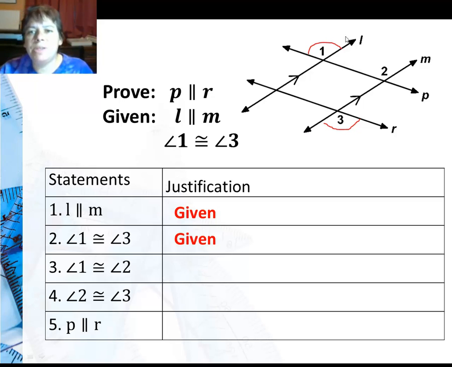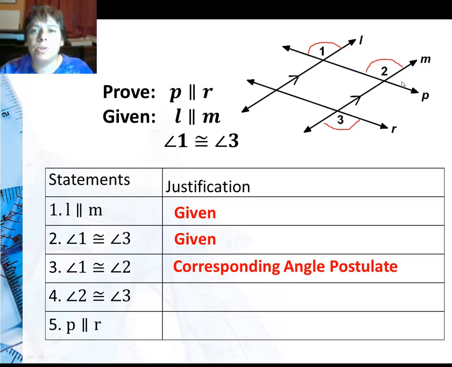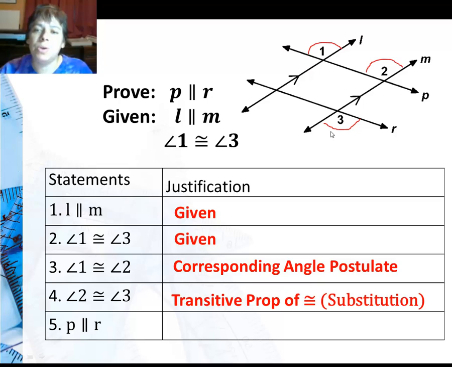Now I can say, since these two lines are parallel, angle 1 is also congruent to angle 2. Why is that? Well, they're corresponding angles. And the corresponding angle postulate says if the lines are parallel, corresponding angles are congruent. Now you can see I have the same congruent mark on all three angles. That means angle 2 is also congruent to angle 3, sort of like a substitution. It's the transitive property of congruence. If you didn't know the transitive property of congruence, you could say it's kind of like substitution. You're substituting in angle 2 for angle 1 on this beginning one.